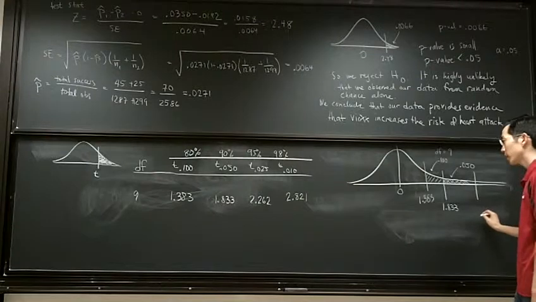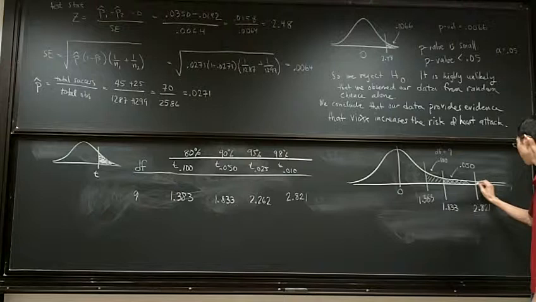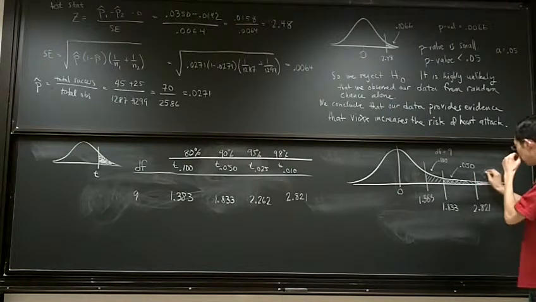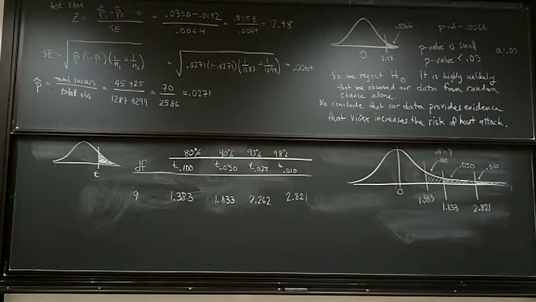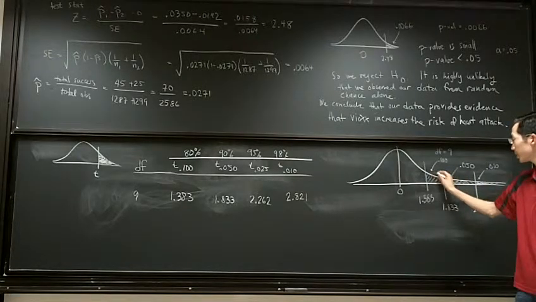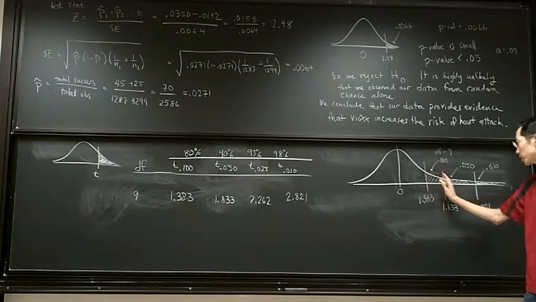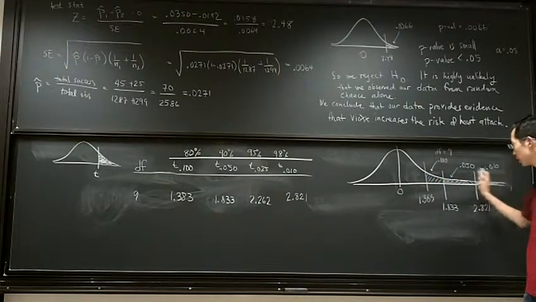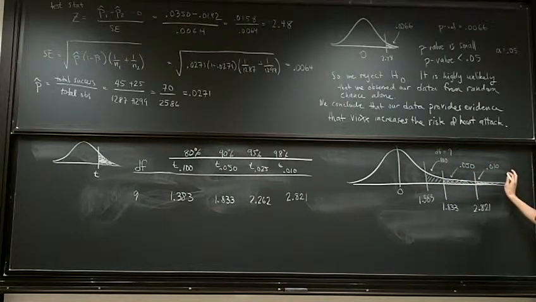If I go further away and draw a vertical line at 2.821, the amount shaded is 1%, or 0.01. So it's 10% everything to the right of 1.383. It's not just 10% from here to here; everything to the right is 10%. Everything to the right of here is 5%, everything to the right of here is 1%. Is that okay?